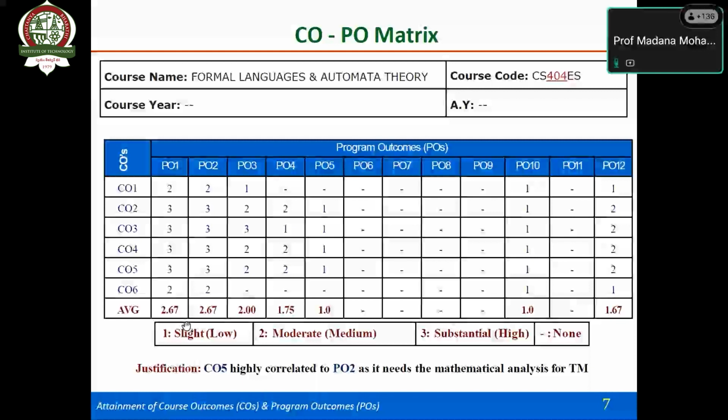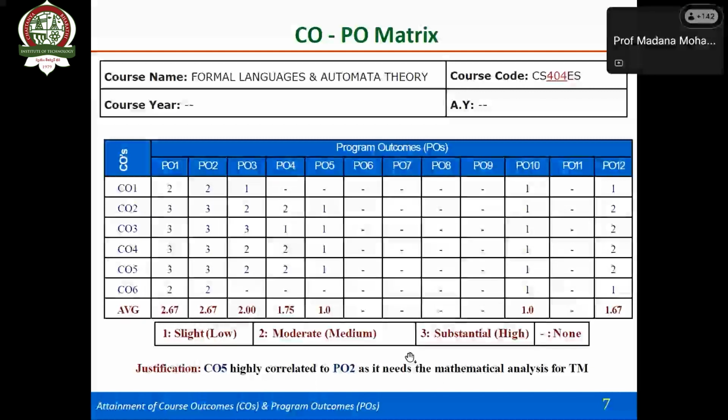Sometimes you may get a question asking for the justification of the CO mapping: why it is 1, why it is 2, why it is 3, why it is not mapped. So we have to justify. For example, below I have mentioned one justification. Let us say CO5 is highly correlated to PO2. Here you can see CO5 under PO2 is 3. Let us take this as a sample: CO5 under PO2, its mapping level is 3, highly.